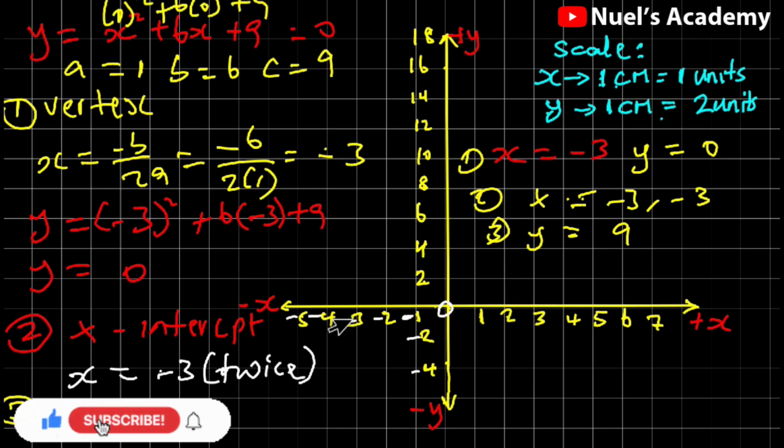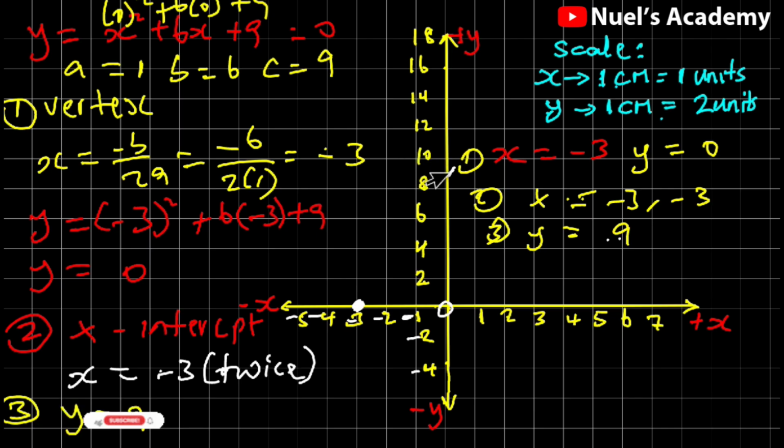So first, let's plot the value of -3. Yeah, here is negative 3. So when x is negative 3, y is 0. So just at this point, nothing more, nothing less. So then the roots of the equation are x equals negative 3 and negative 3. So the y-intercept is equal to 9. So where is 9? So this is 6, 8. 9 is in between 8 and 10. So this is where it's going to be.